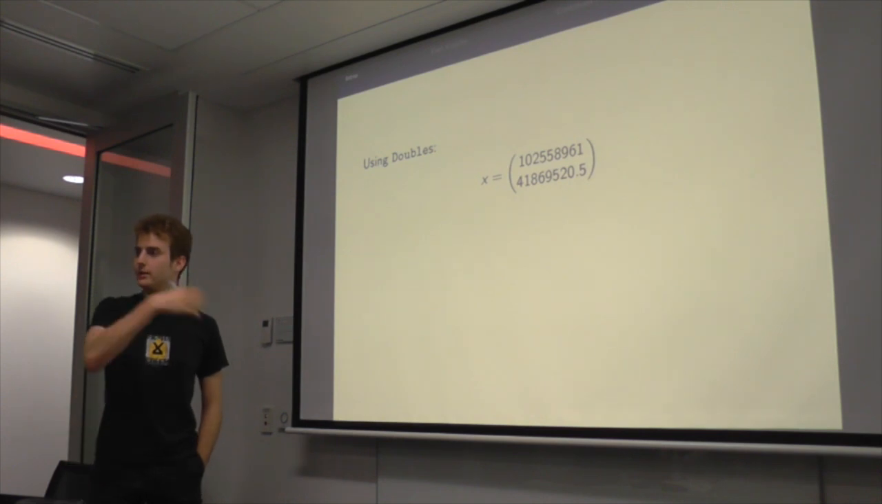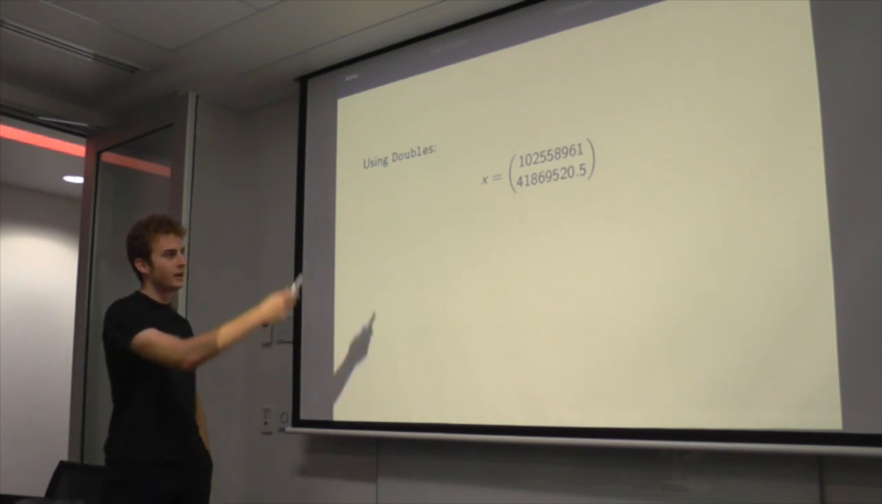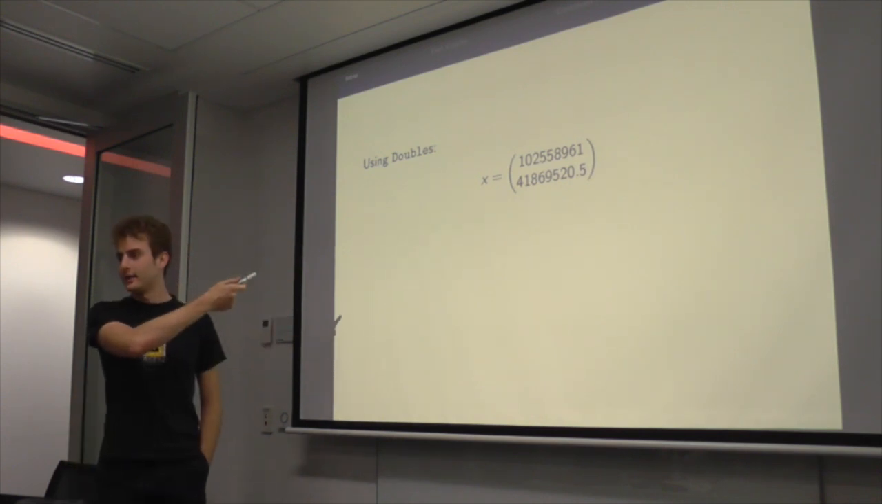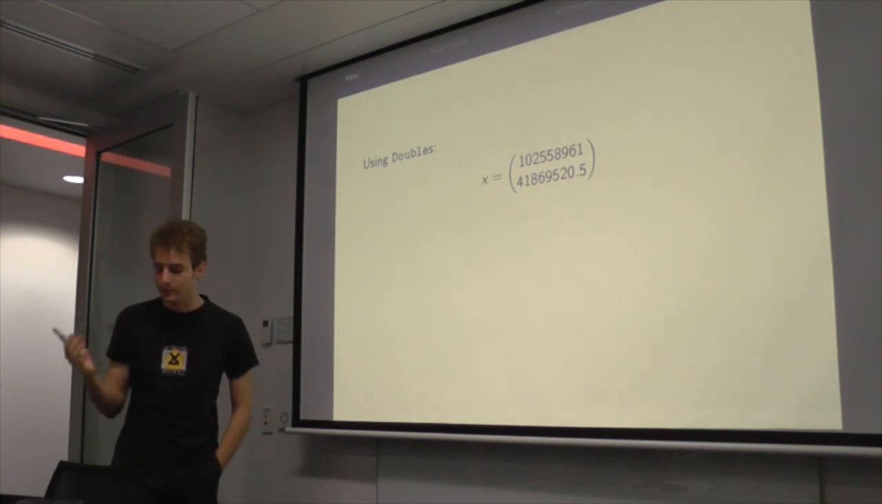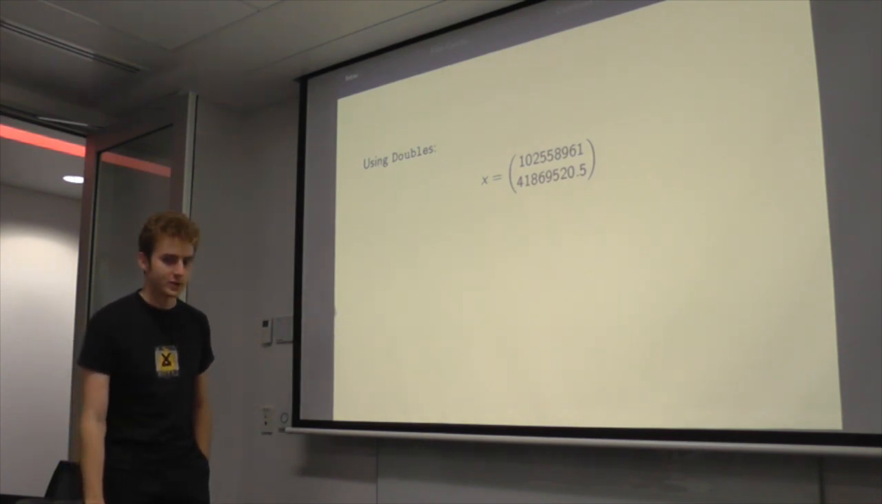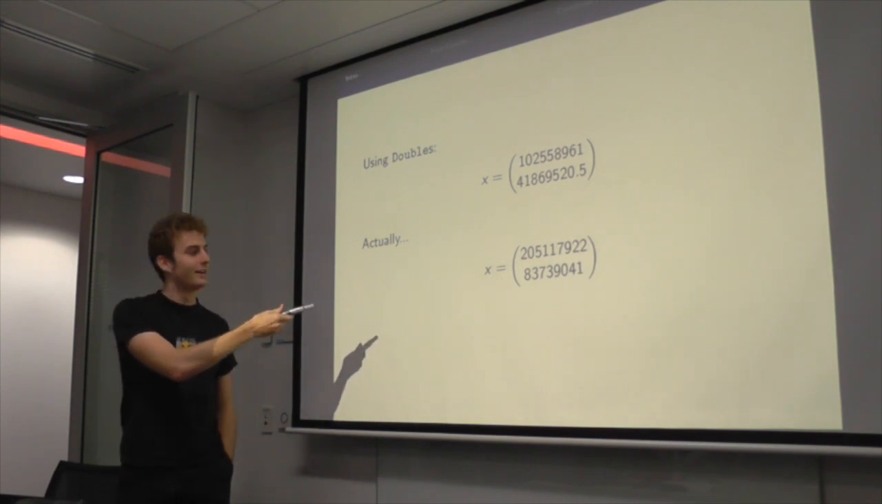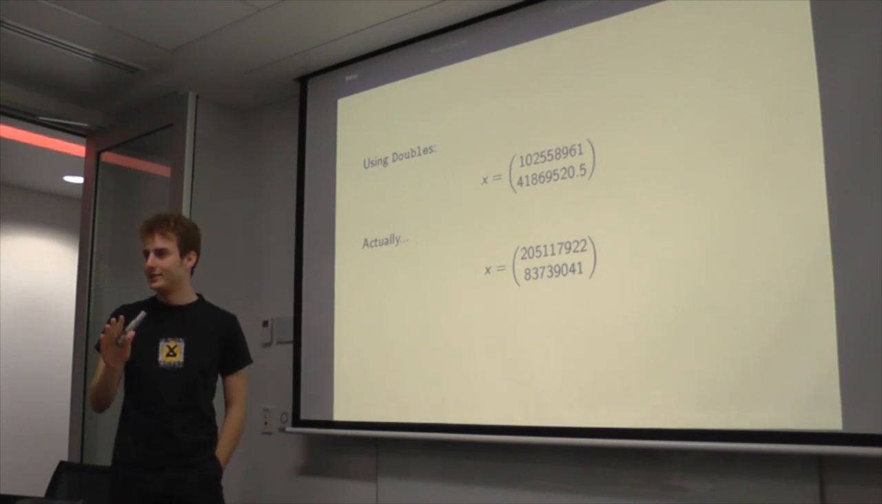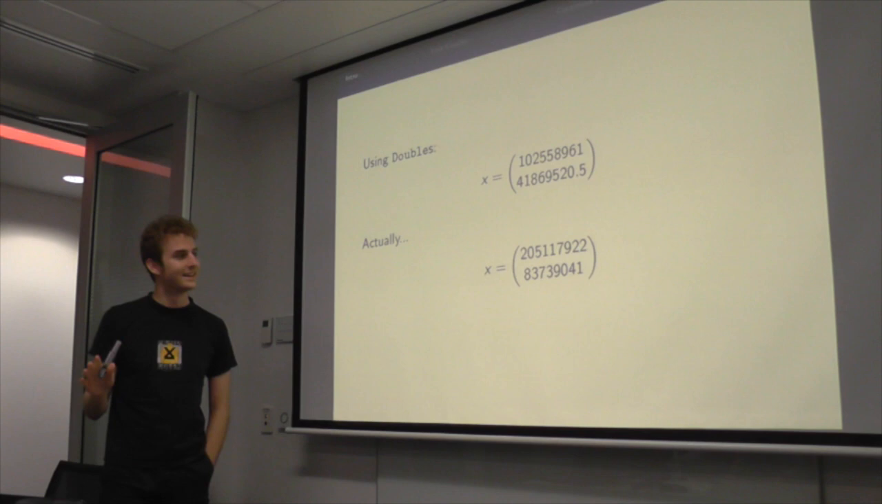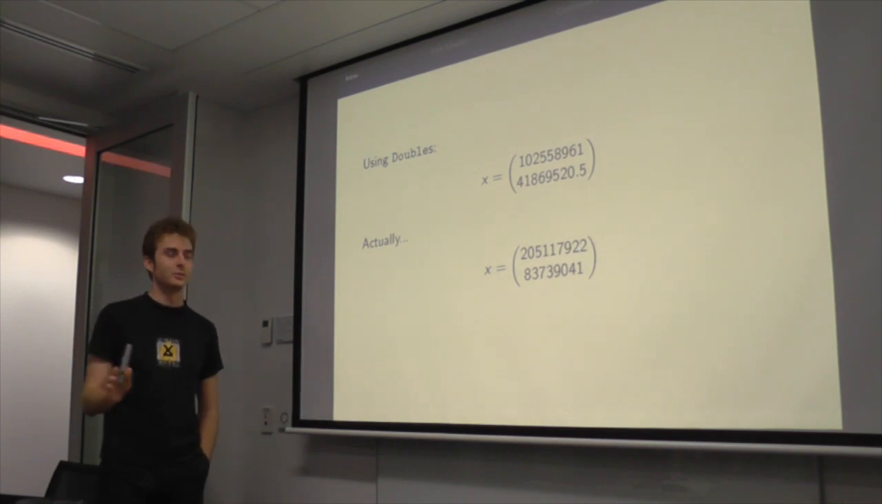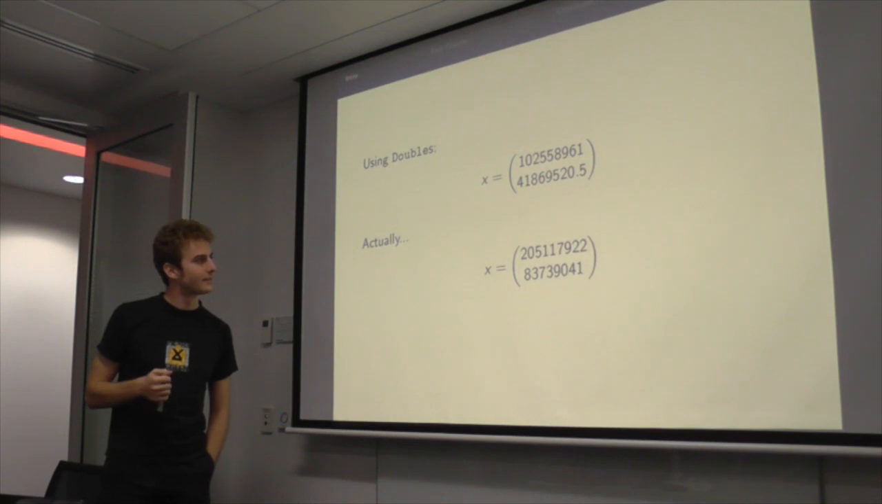If we evaluate the problem using doubles, we get this as our vector x, which seems pretty plausible. But then if you actually go and do it by hand, that's the real answer. And you can see there's not a single correct digit there. So in a handful of operations, we've gone horribly, horribly wrong. The second digit's okay. It's 0.